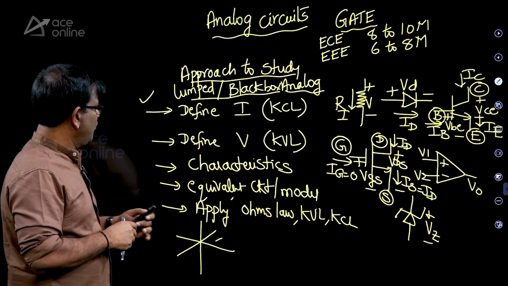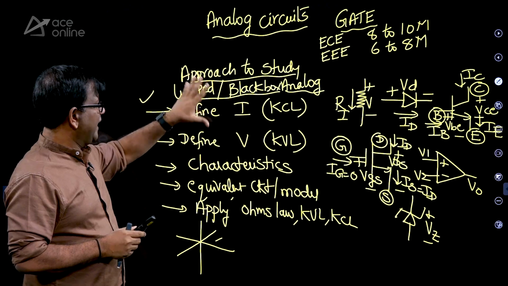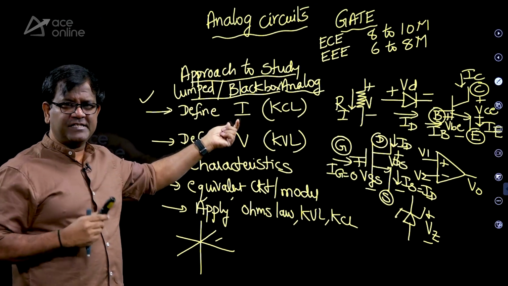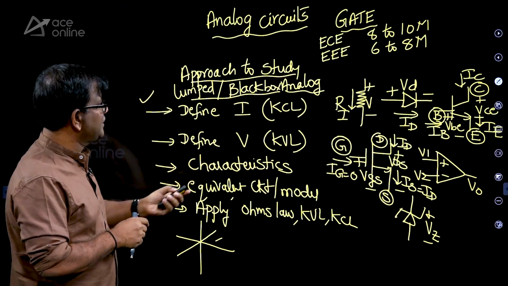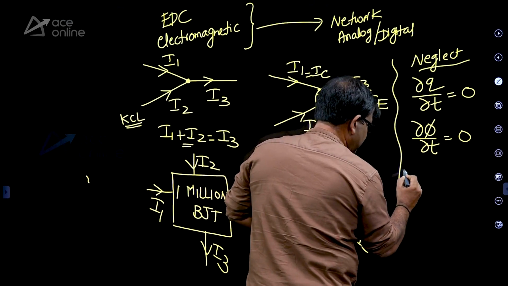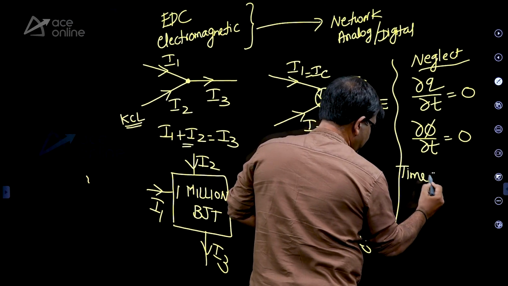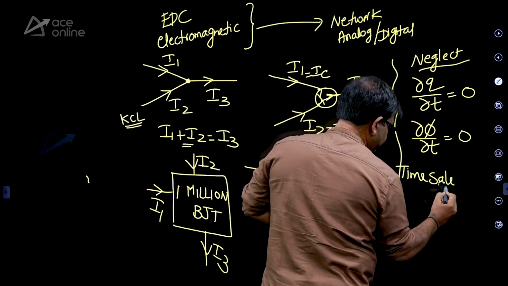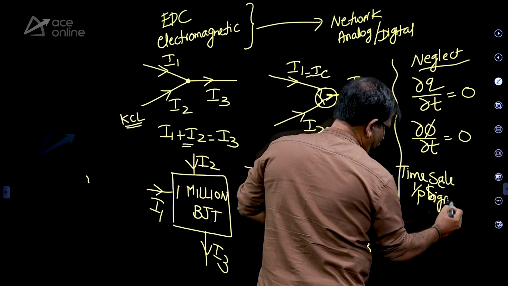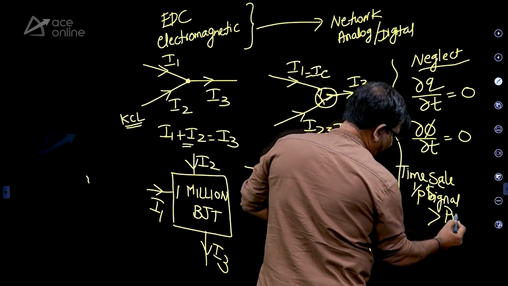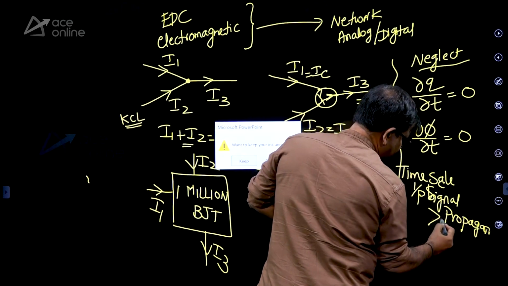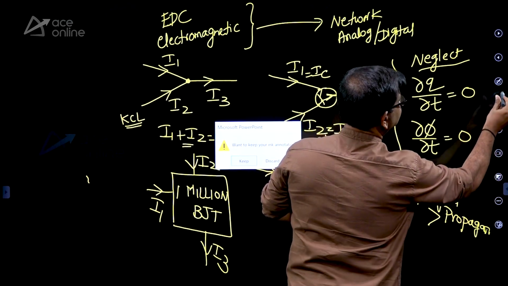Okay, so once again I repeat, anybody who wants to start analog, whenever a device is given, neglect the interaction inside, neglect the interaction outside, and even the time scale of any input signal that you apply. The input signal period is always greater than the propagation delay. So this is another beauty, propagation delay. So what do you mean by that?